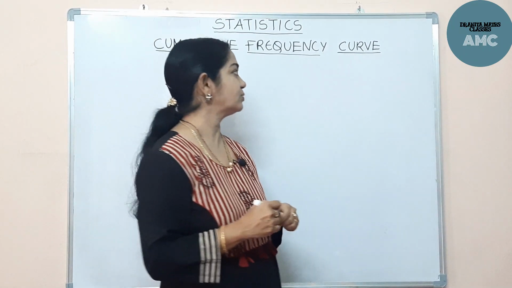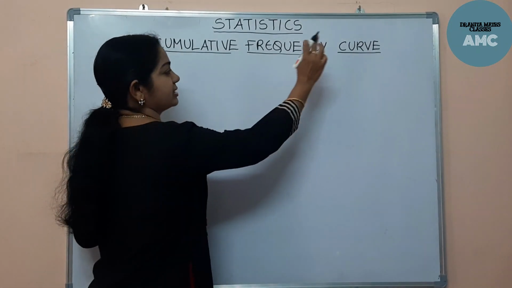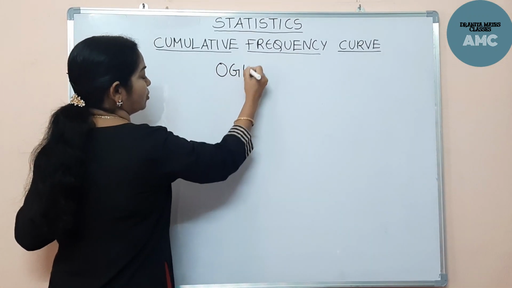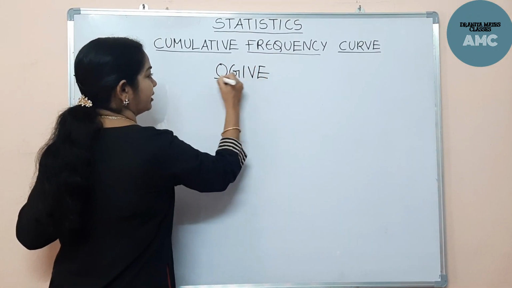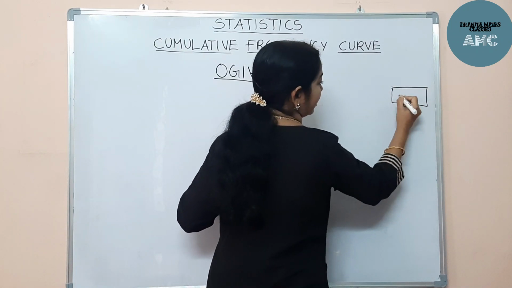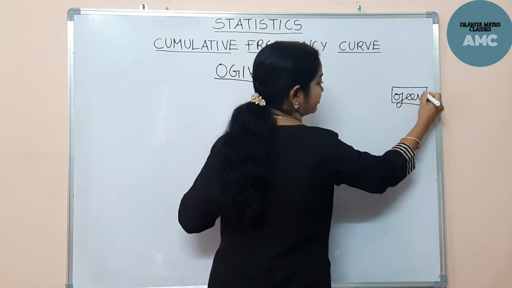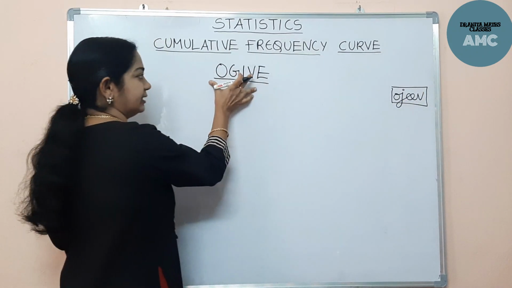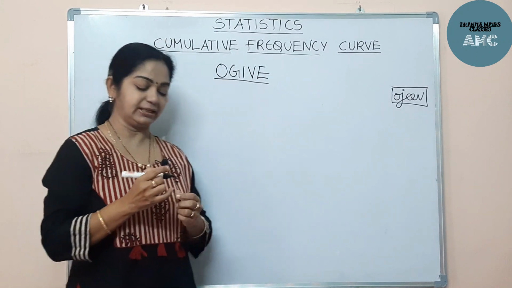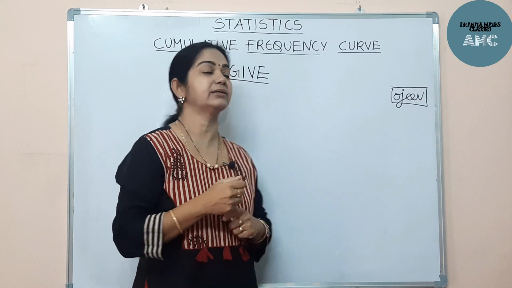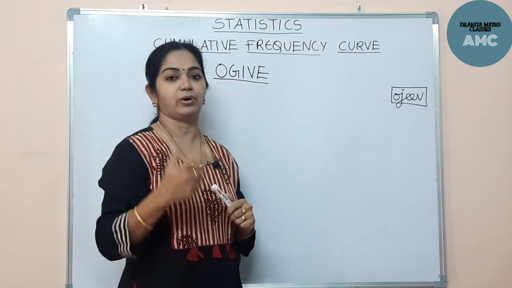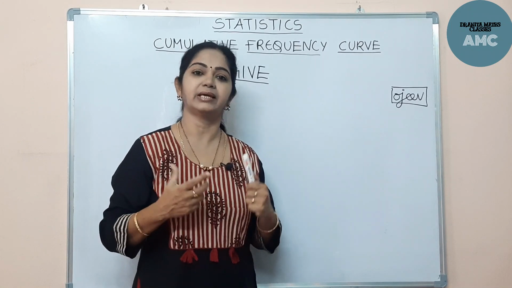It is also known as the ogive curve. It is written like this, but it is pronounced as ogive. So, we will be learning how to represent a cumulative frequency curve, also known as ogive curve, on a graph sheet using the given data.